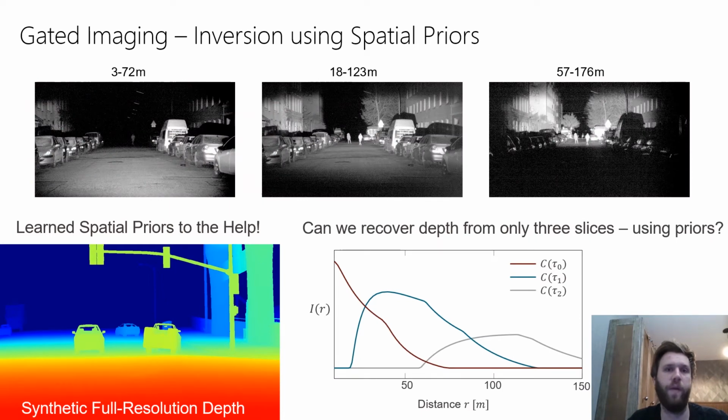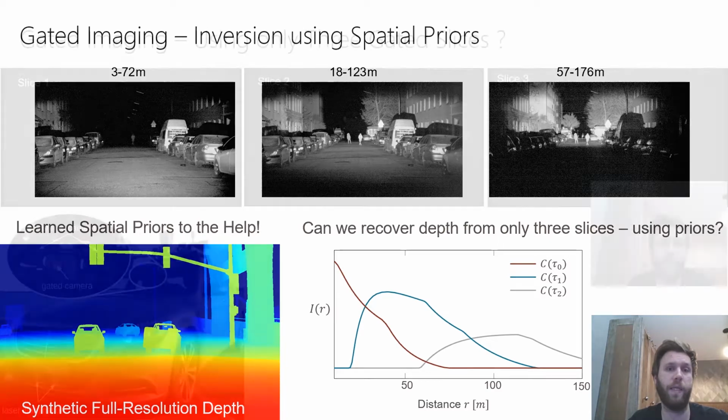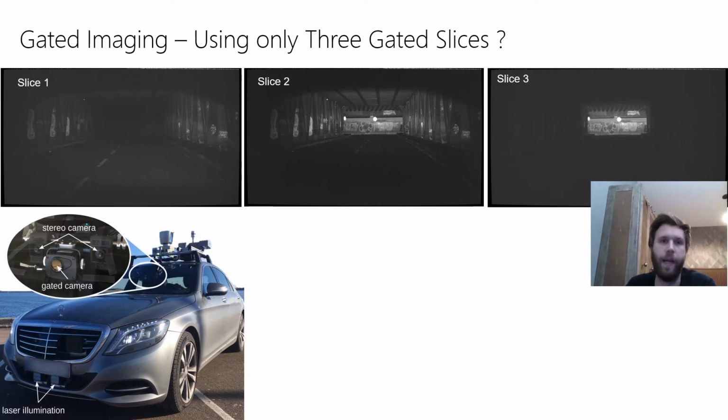So instead of using a large number of narrow gates, we asked ourselves, can we get away with a few nanosecond gates? With three wide gates as shown here, one ranging from approximately 0 to 70 meters, then another overlapping one from about 20 to 120 meters, and another one from about 60 to 180 meters. So can we, with these overlapping gates, looking at their relative intensities, recover dense depth good enough for us to compete with existing sensors that were able to recover highly accurate dense depth from just 3 wide gating slices, shown here in the top.